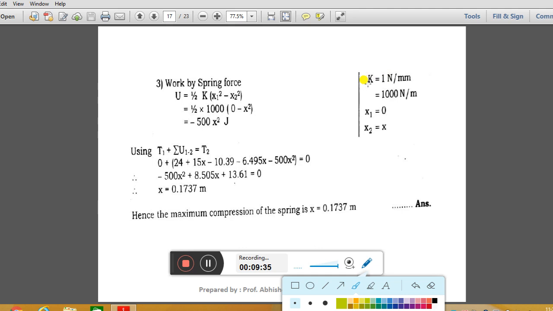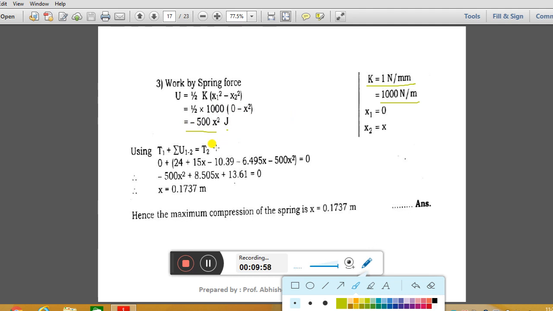So put this value. The value of stiffness is given as 1 Newton per millimeter. Convert this to Newton per meter, so it will be 1000 Newton per meter. Put all the values here: the stiffness, the initial deformation, the final deformation. So we can calculate the work done by the spring force. Mention the unit; of course the unit is joule.